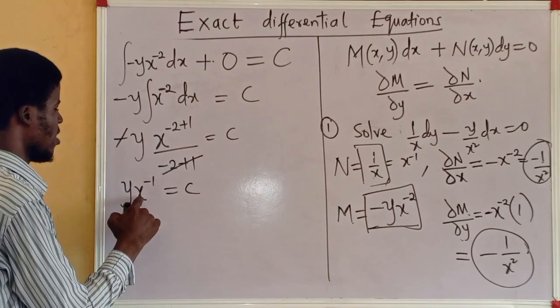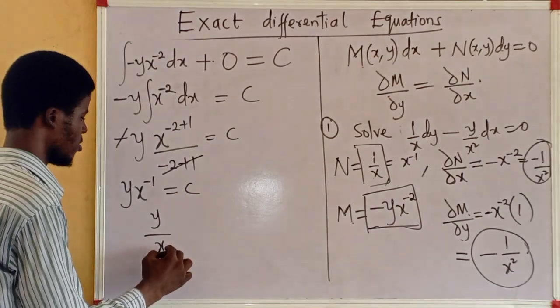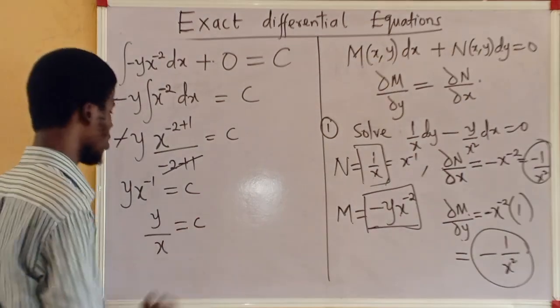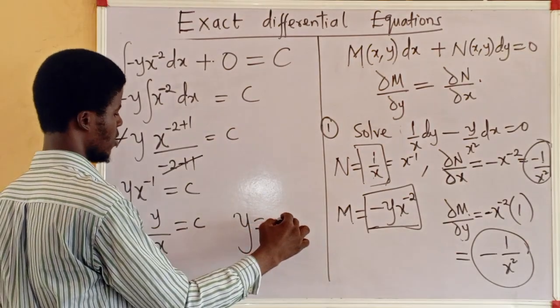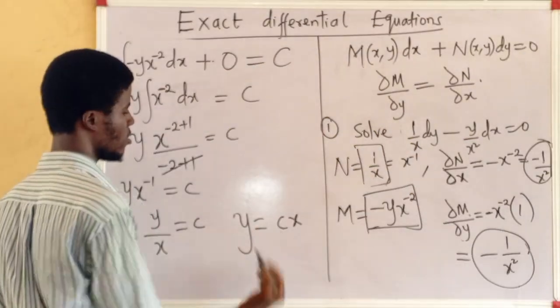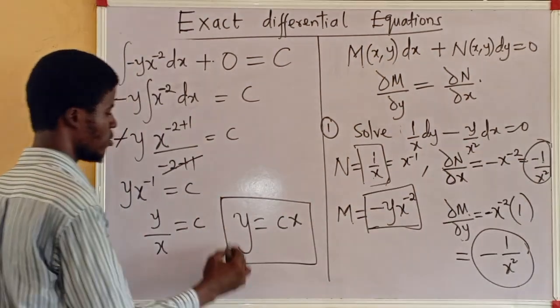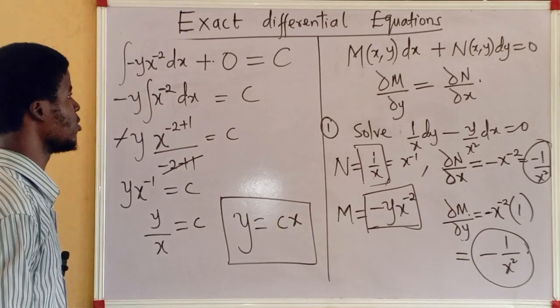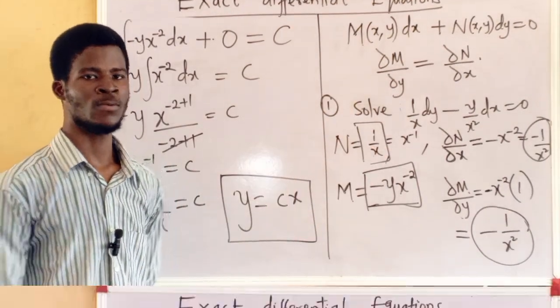So y x to the power of minus 1 is y all over x to the power of 1, which is equal to c. So if we cross multiply, y is equal to c times x or x times c. This is the general solution to this exact differential equation. All right, let's see another example.